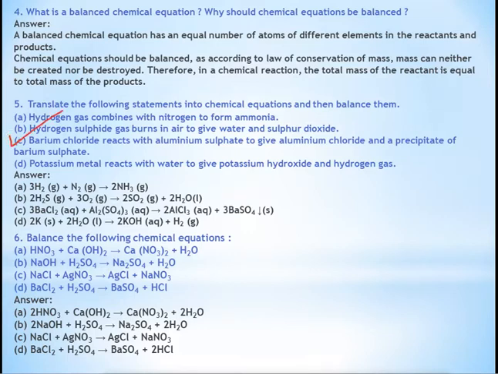Next question is barium chloride. What is the formula of barium chloride? BaCl2. The symbol of barium is Ba and the symbol of chlorine is Cl. So they will combine to form barium chloride. BaCl2 reacts with aluminum sulfate.